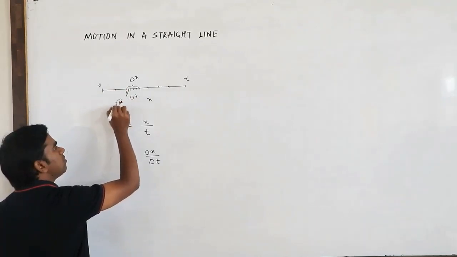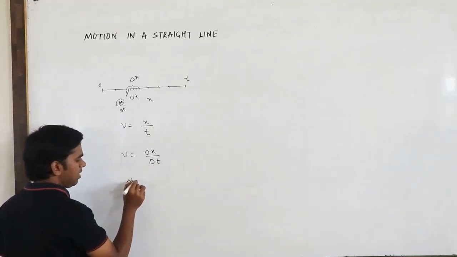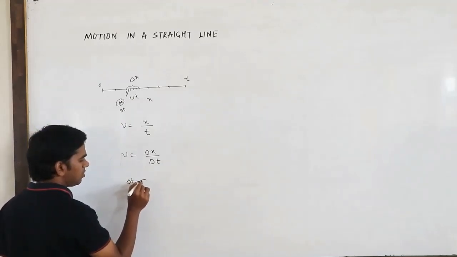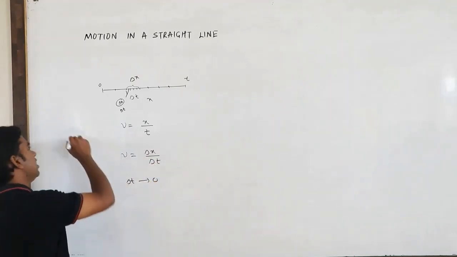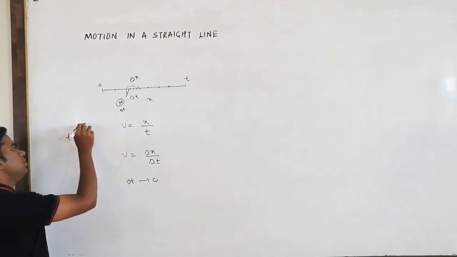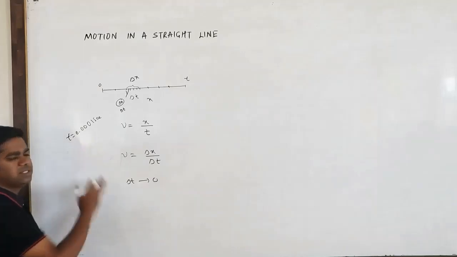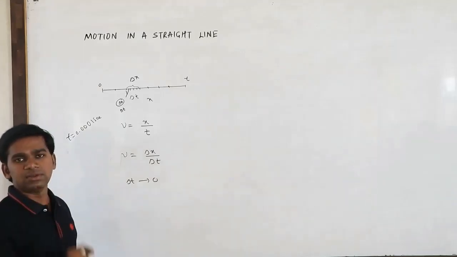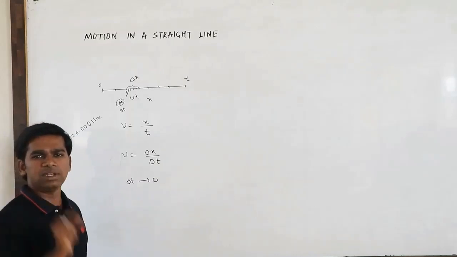This is going to be a very small dx, and the time interval is very small. The time interval is going to be almost, you can say, tends to 0. Means what? Time is say 0.0001 second, like that. It is closest to 0. Closest to 0 means we are taking a very small interval of time.